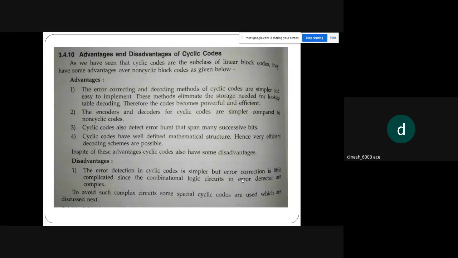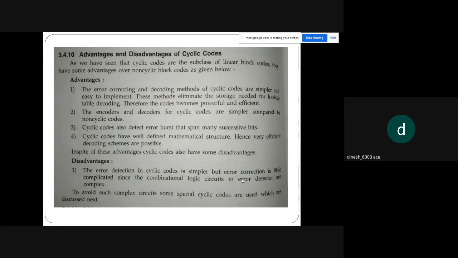So now we are coming to a short presentation on the advantages and disadvantages of cyclic codes. We have advantages as well as disadvantages. The advantage is that the error correcting and decoding methods of cyclic codes are very much simpler and easy to implement. They can eliminate the need for storage for lookup table decoding. Hence, since the storage is eliminated for lookup table decoding, this becomes a powerful and efficient code also. The encoders and decoders used for cyclic codes are very much simpler compared to non-cyclic codes.